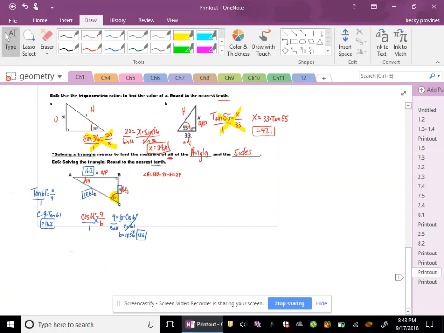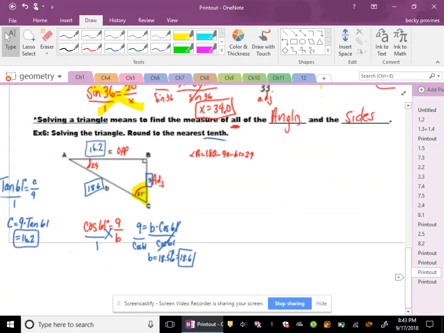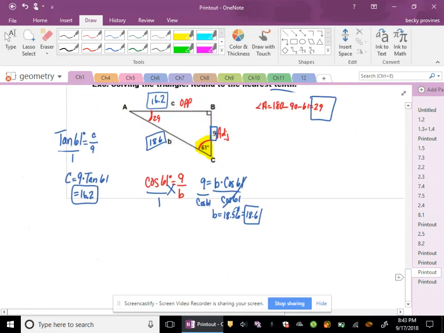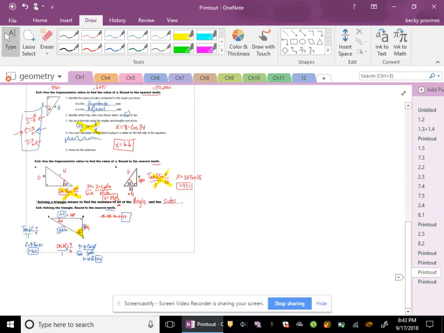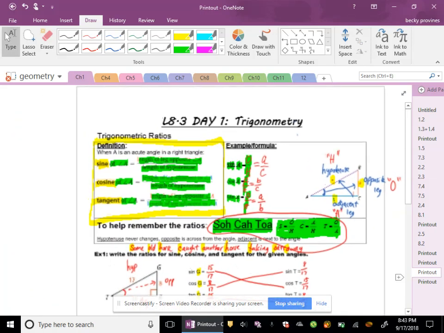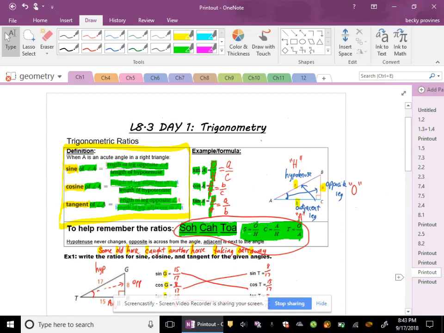And it looks like we're done, guys. We found the missing angle. We found all the missing sides. So it looks like we're finished. Now, we're not done with this lesson. This has 2 parts. So if you need help with part 2, you need to go ahead and find that video now. If you have any questions, let me know.